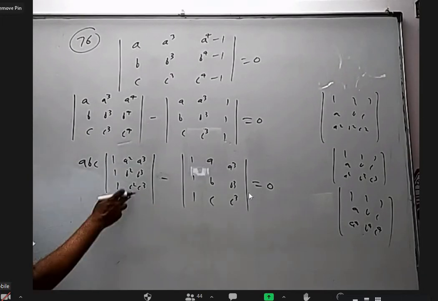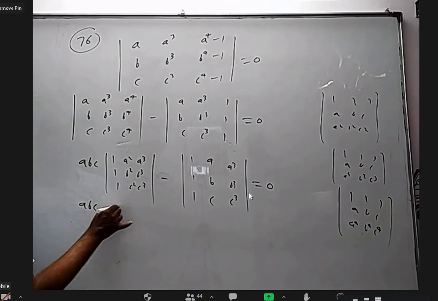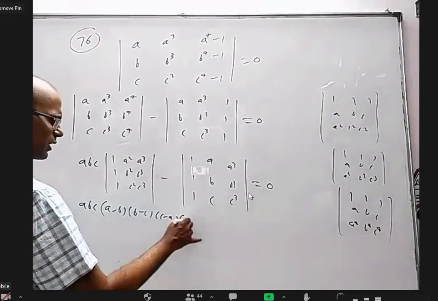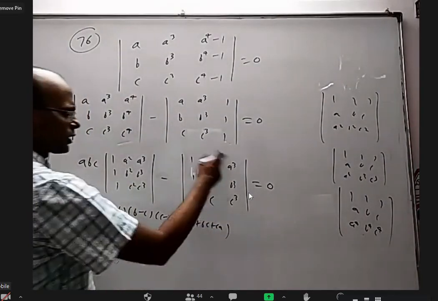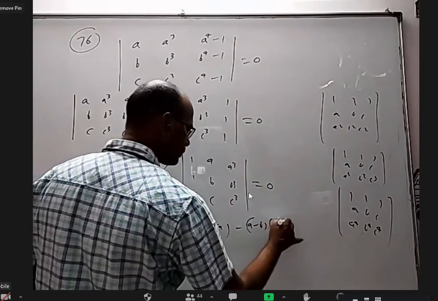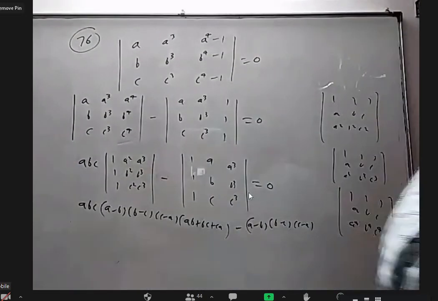And this is one of the questions we have done in the morning. What is this? ABC into A minus B into B minus C into C minus A. The second degree expression we got is AB plus BC plus CA for this. This is a 4th degree, just now we have seen, and the answer is A minus B into B minus C into C minus A into A plus B plus C.